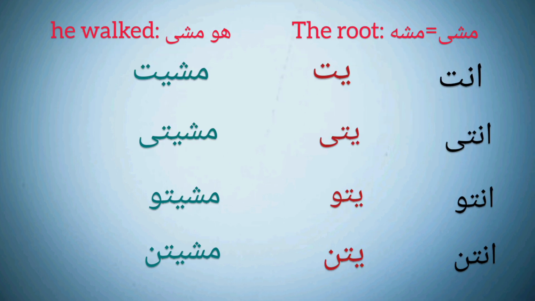But in mukhatab and mutakallim, not only do we have to delete the alif, but also we have to add some letters and signs like yet. For example, inte mishit. We add yet to this one. Inte mishit, you walked. It refers to male. And for female, we say inti mishiyati, you walked for female.